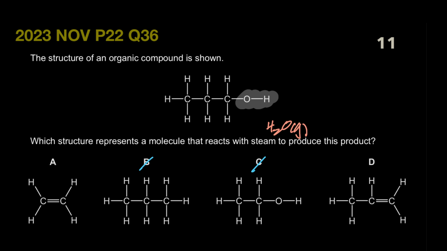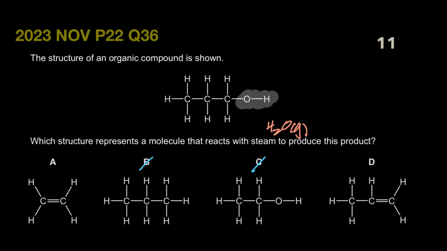Alkenes are unsaturated hydrocarbons, and unsaturated means that it must have the carbon-carbon double bond, right? So this has a carbon-carbon double bond and this has a carbon-carbon double bond. Now the question is, which of these two options is correct? Is A correct or is D correct? Well, it's pretty simple to eliminate A. Why? Because the alcohol consists of 1, 2, 3 carbons, so it must be made from an alkene which had 3 carbons, right?